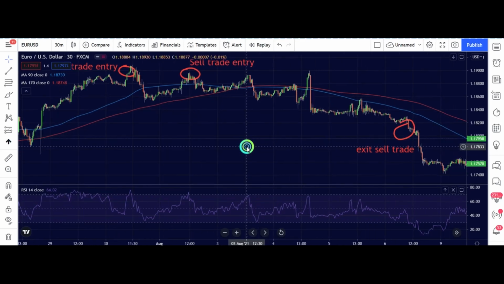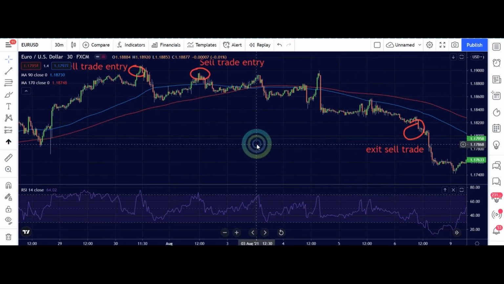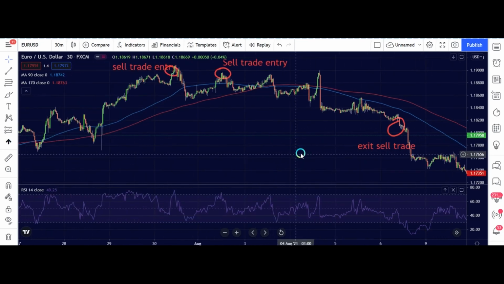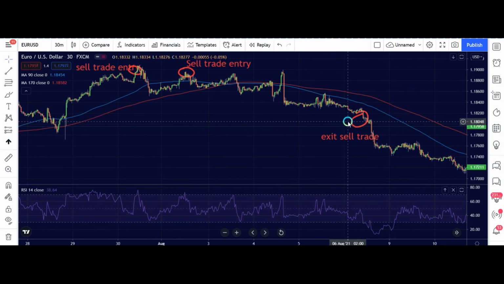And as you see, as I told you before, our exit is basically when the RSI crosses below 30. So it almost crossed multiple times, but it didn't do that. So we had to wait until it really crossed the 30 line, and it finally did it here.